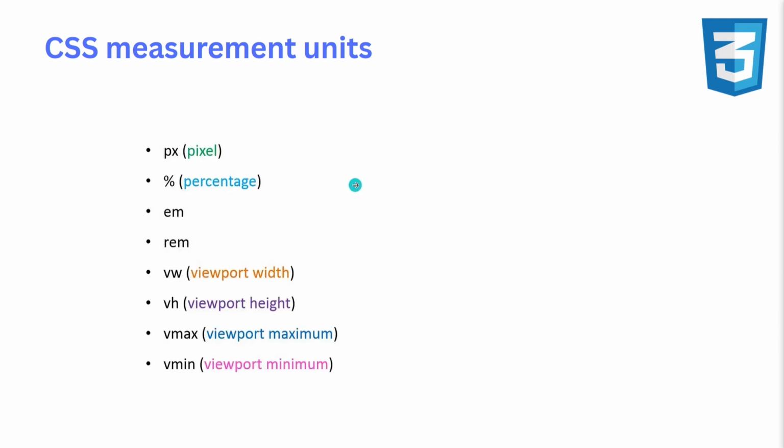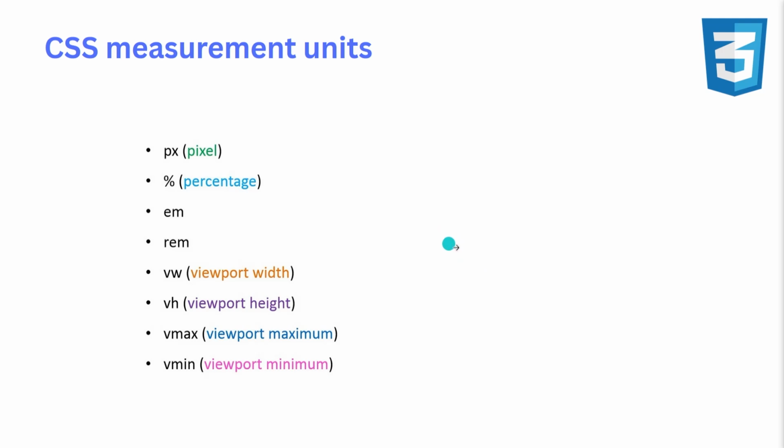These are the units we are going to learn in this tutorial, such as pixel, percentage, EM, REM, VW, which is viewport width, VH, viewport height, Vmax, viewport maximum, and Vmin, viewport minimum. I know you are already familiar with some units such as pixel, percentage, EM, REM, etc. But besides these, we have some other types of units.